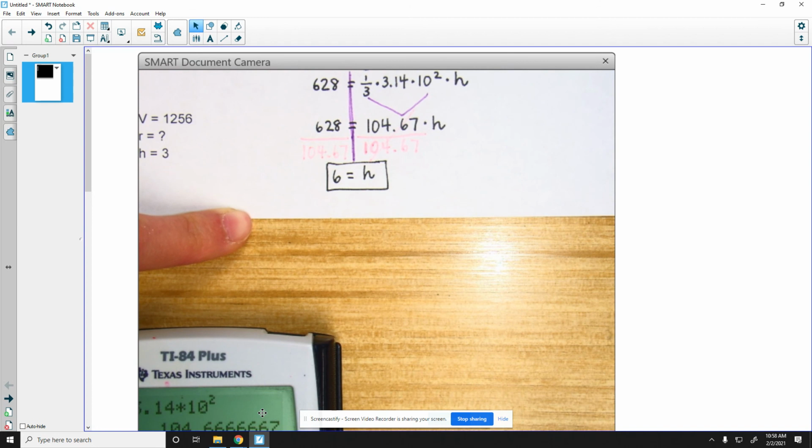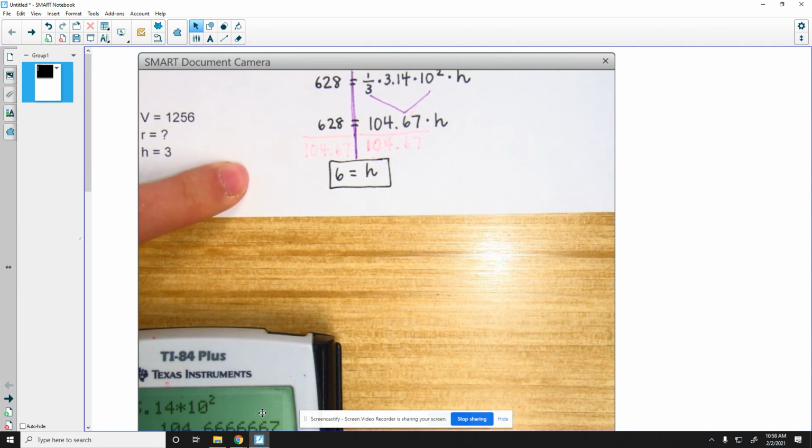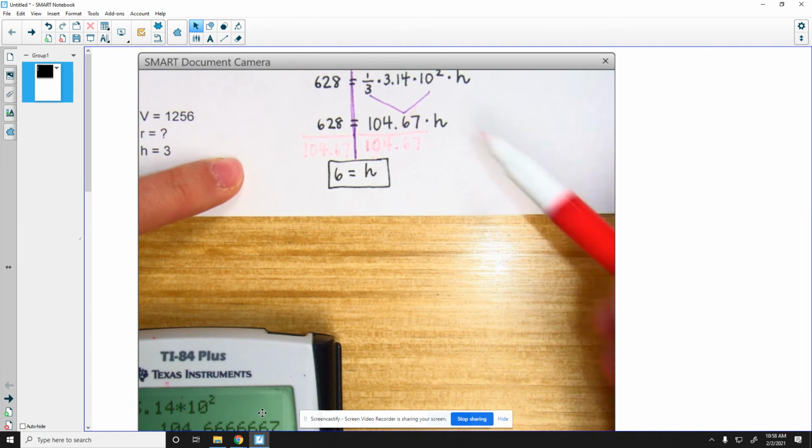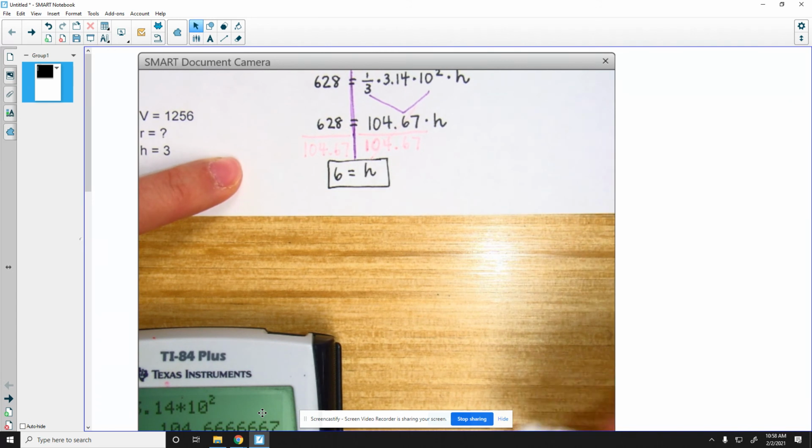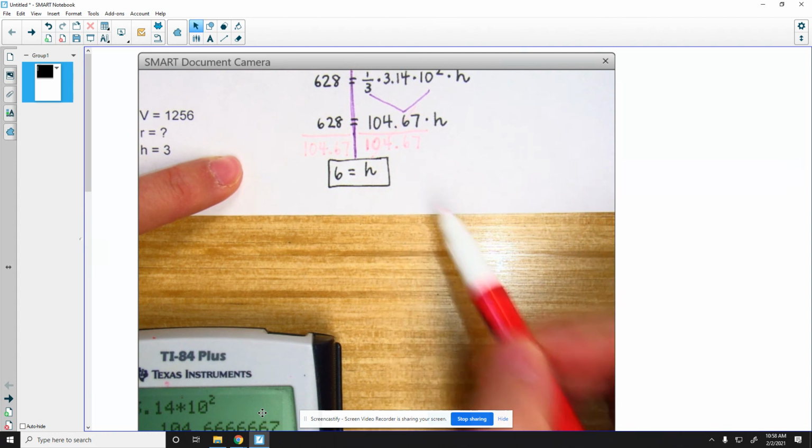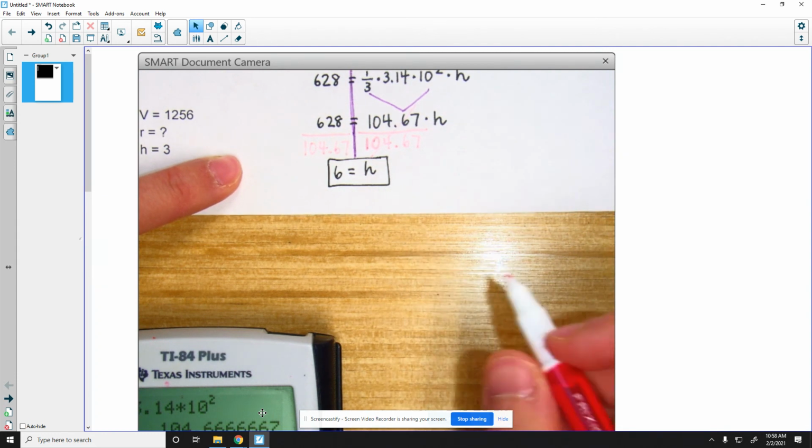And that's it. So maybe when you're doing this one by yourself on the IXL or on the 5-question Schoology, look at how I set this up so you can try to figure out how you can solve for h. Basically set up an equation and then go from there.